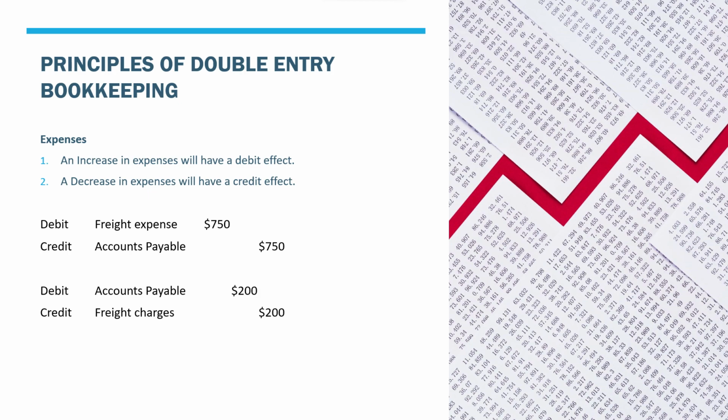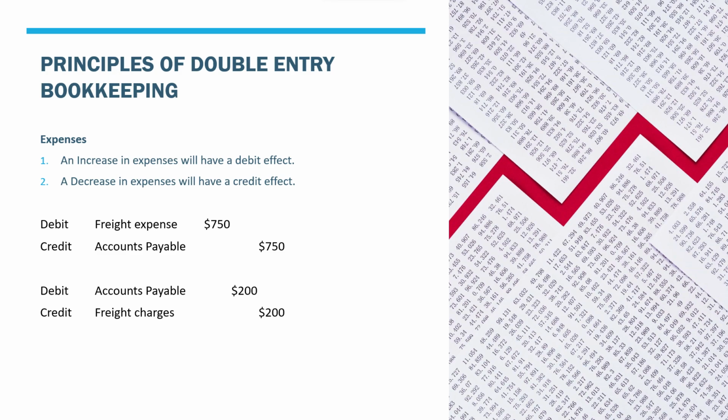The third category relates to business expenses, and the double entry bookkeeping principles for recording business expenses are: an increase in expenses will have a debit effect, while a decrease in expenses will have a credit effect. Under normal circumstances, business expenses keep on increasing. However, in a rare case, a business expense may have been recorded on the higher side that may need adjustment.